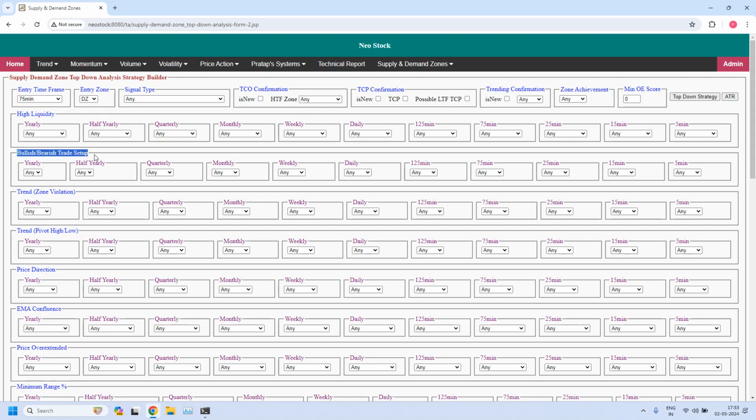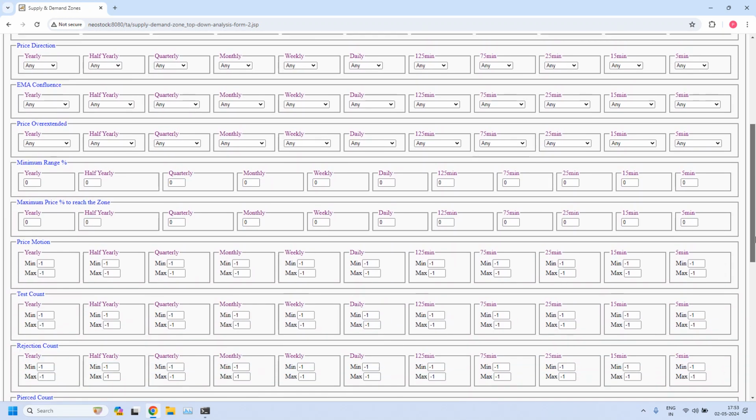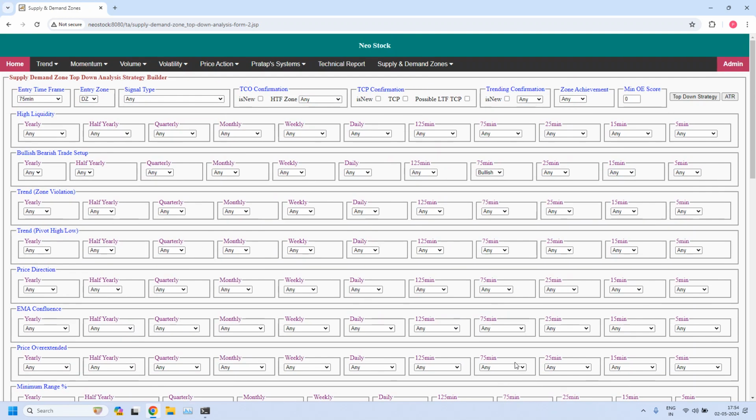And in bullish or bearish trade setup, because now the entry time frame is 75 minutes, for 75 minutes you need to select bullish. And the 3 filters, what we said earlier, same way we have to set, but this time we need to set the filters to 75 minutes. So the P-host count you need to set for 75 minutes time frame, that is our entry, minimum value 0, maximum value 0, that indicates zone is not P-host. P-host count 0 means zone is not P-host. And zone achievement should be VOZ, violated opposing zone, and the minimum odd enhancer score should be 12. Now let us filter.